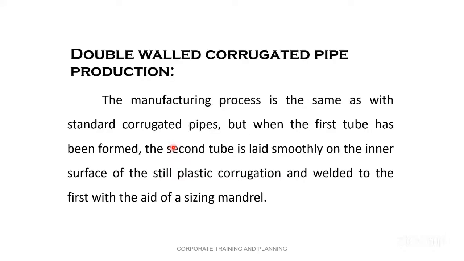Friend, in double wall corrugated pipe production, I told you, the first tube is formed. Then after that, the second tube is laid smoothly on the inner surface of the pipe. Then it is corrugated and welded to the first with the aid of the sizing mandrel. This is the process of this frame.